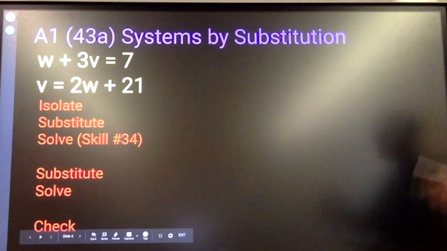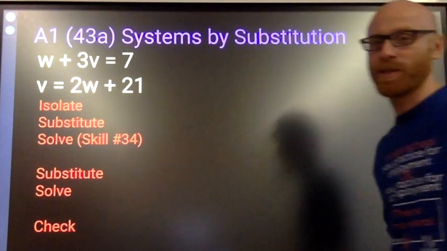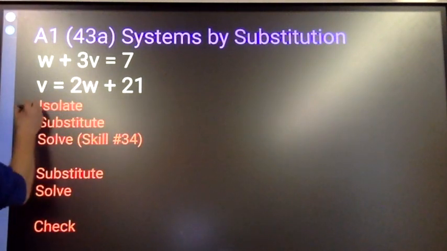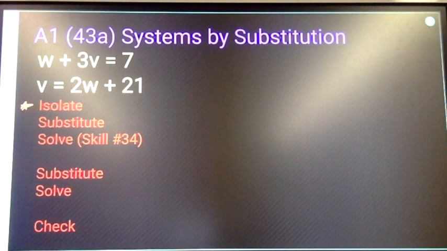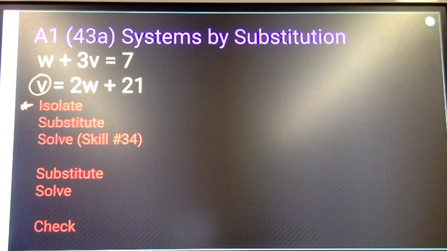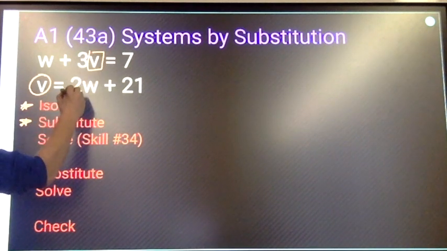Now, you can hit pause and see if you can do this, or you can watch another one before you decide to do it on your own. Step 1: find the isolated variable. I'll put it in the same spot. It won't always be in the lower left, but v is isolated. Step 2, substitute for the other v.